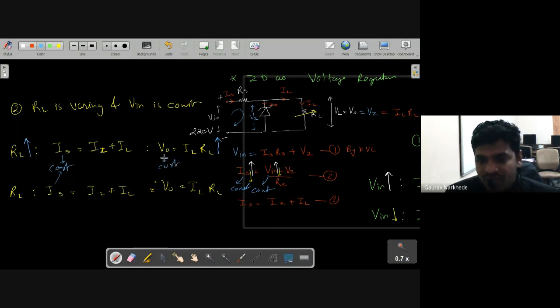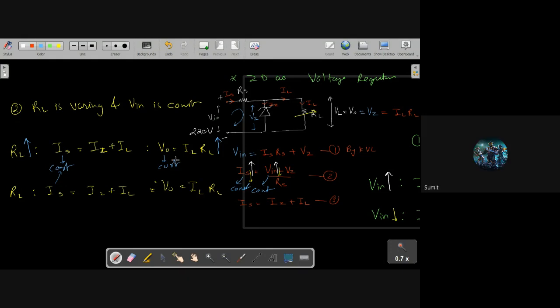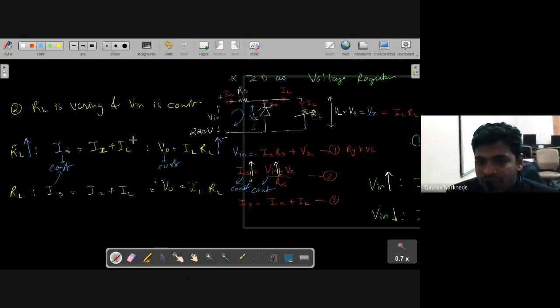Constant. V not कैसा चाहिए? Constant. तो constant IL को क्या होना पड़ेगा? Decrease होना पड़ेगा। सुनिए, IL को decrease होने के लिए IZ को क्या होना पड़ेगा, increase, to maintain this constant. So RL increase होता है तो IZ भी increase होता है, such that this IL will decrease.